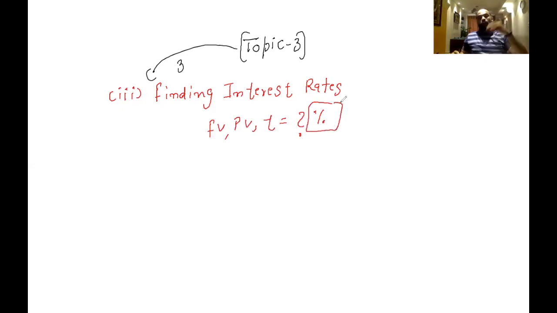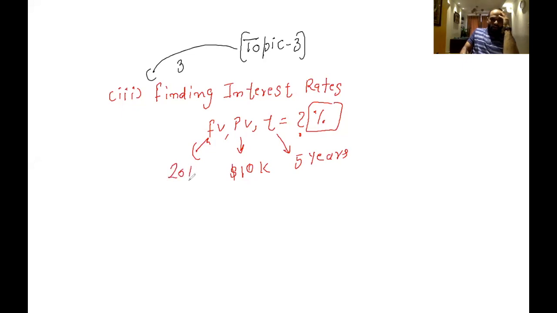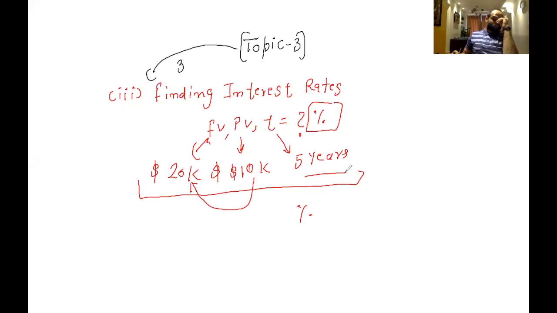So let's say right now you have $10,000. After 5 years, that $10,000 will become, let's say, $20,000, all right? So present value $10,000, after 5 years this $10,000 will become $20,000. So the idea is how much rate of interest you need if your 10,000 becomes 20,000 in 5 years. Tell me. How much?